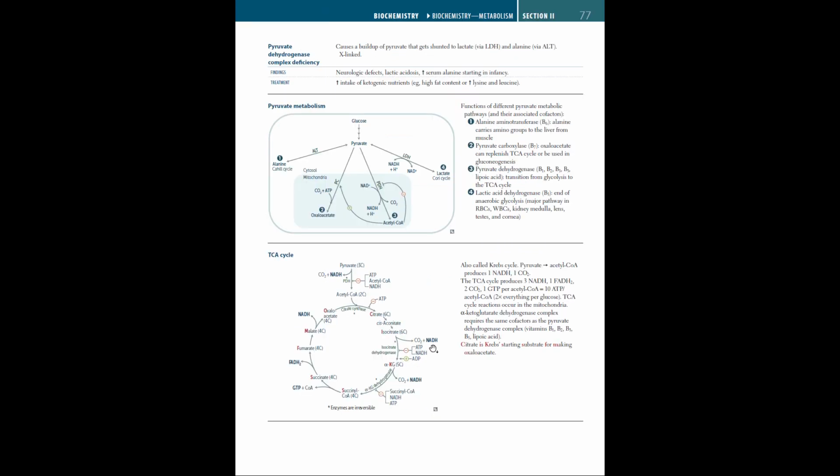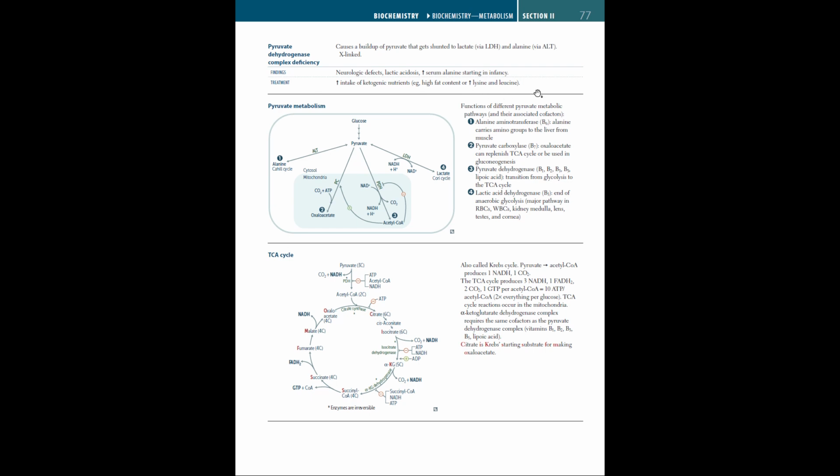Okay, moving on. Now we have the pyruvate dehydrogenase complex deficiency, and this causes a buildup of pyruvate that gets shunted to lactate via LDH and alanine via ALT, and this is X-linked. The findings in these patients are neurological defects, lactic acidosis, and increased serum alanine starting in infancy. The treatment is an increased intake of ketogenic nutrients, for example, high fat content or increased lysine and leucine.